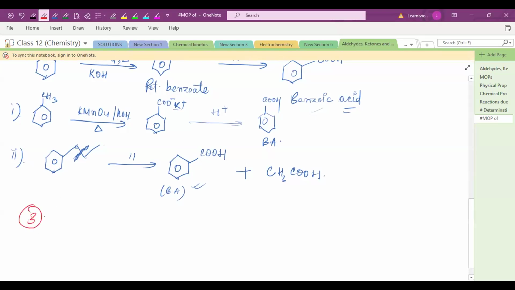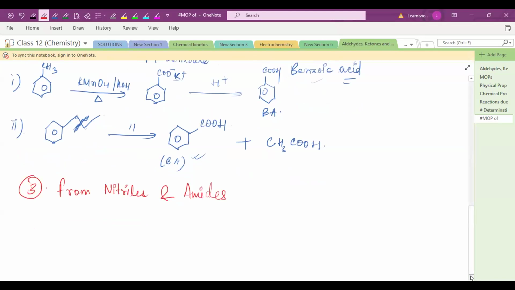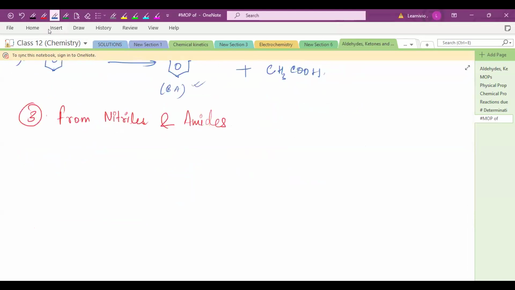Third method of preparation is from nitriles and amides. Nitrile is CN. Cyanide or nitrile, you can say both are the same. So from nitrile and amides, how can you prepare the carboxylic acid? Suppose we just take R carbon triple bond nitrogen. This is your nitrile.